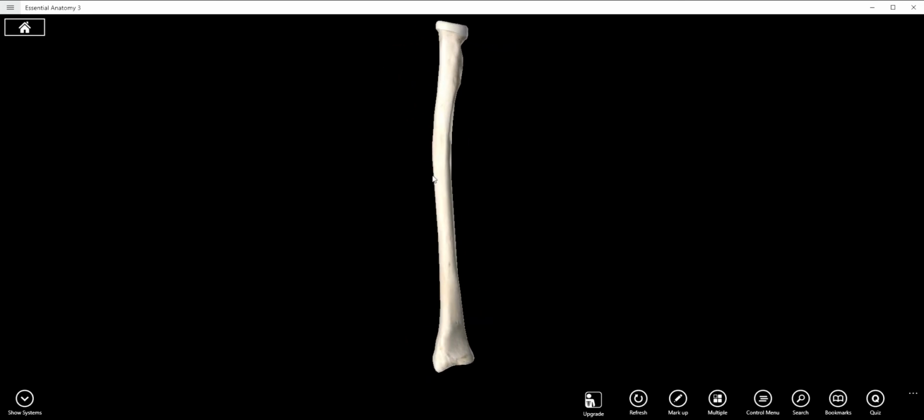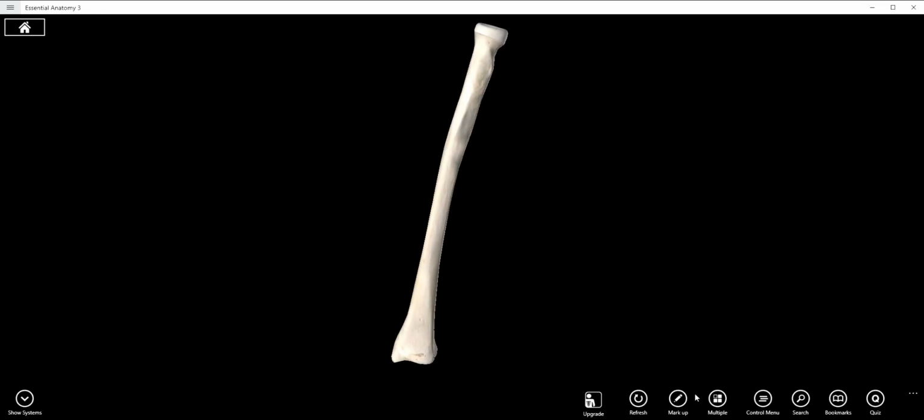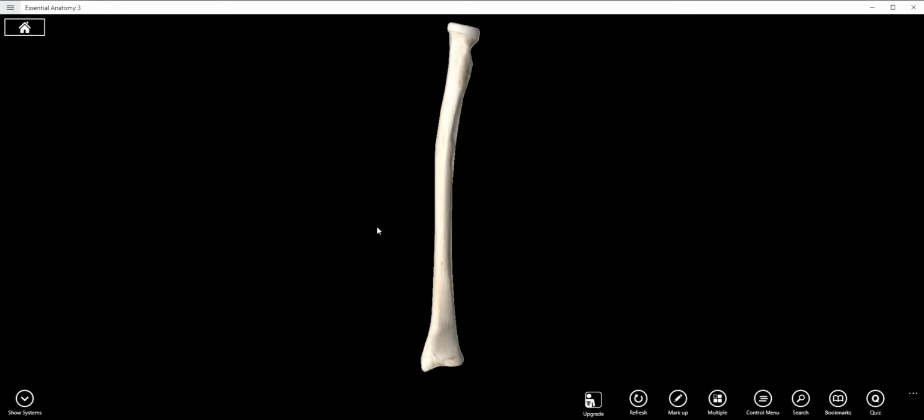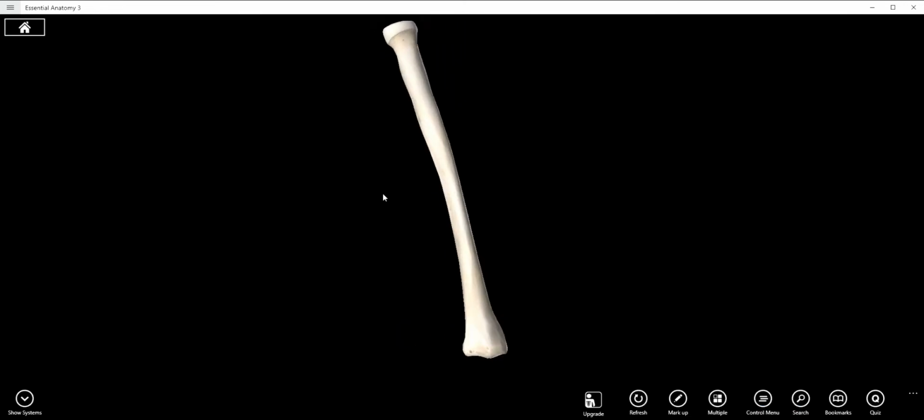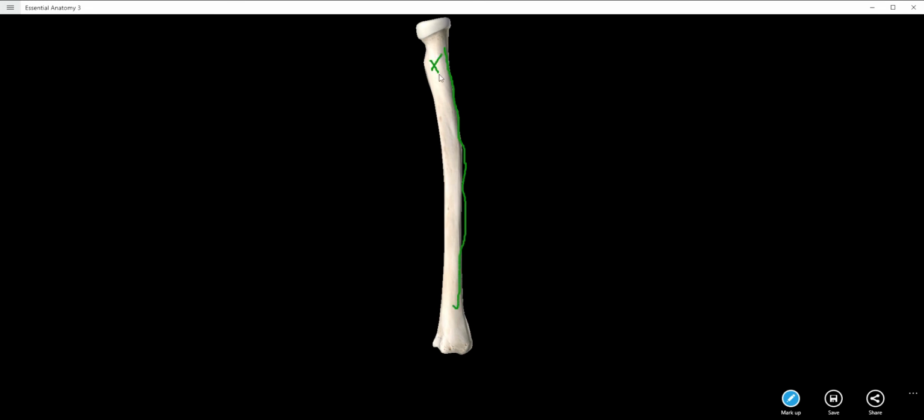I don't know if you're really able to appreciate in this model that this border here is the sharpest. It's much easier to tell on a real bone. That would be the medial border. This would be the anterior border. And then if we rotate, we're able to see the posterior border and then the posterior surface.